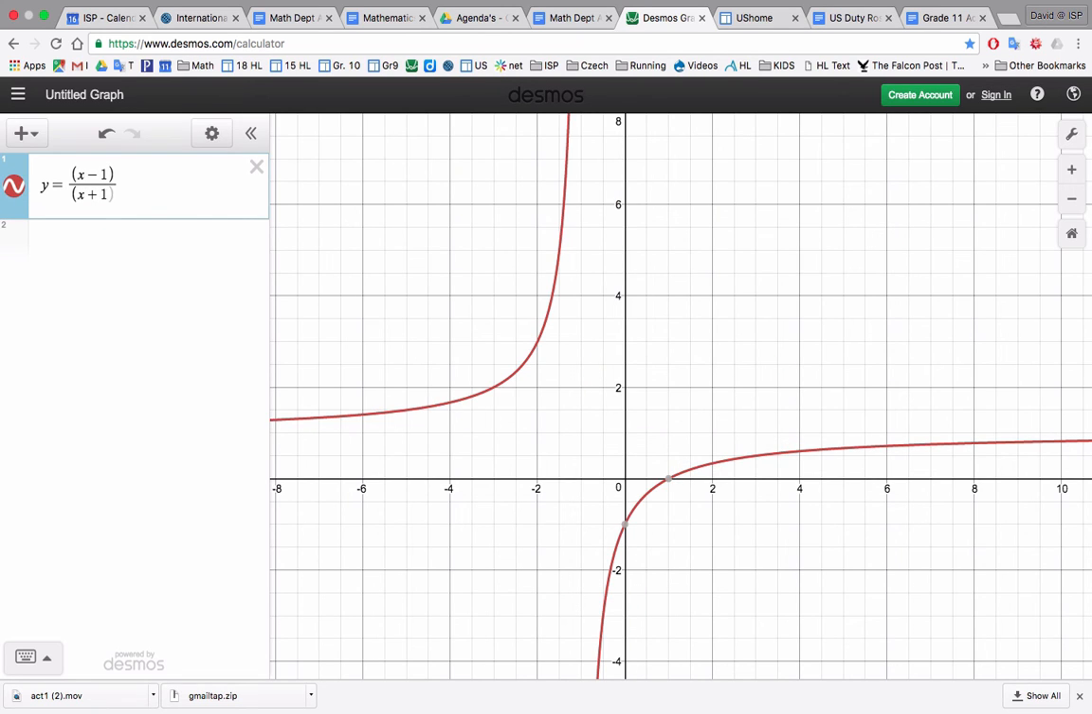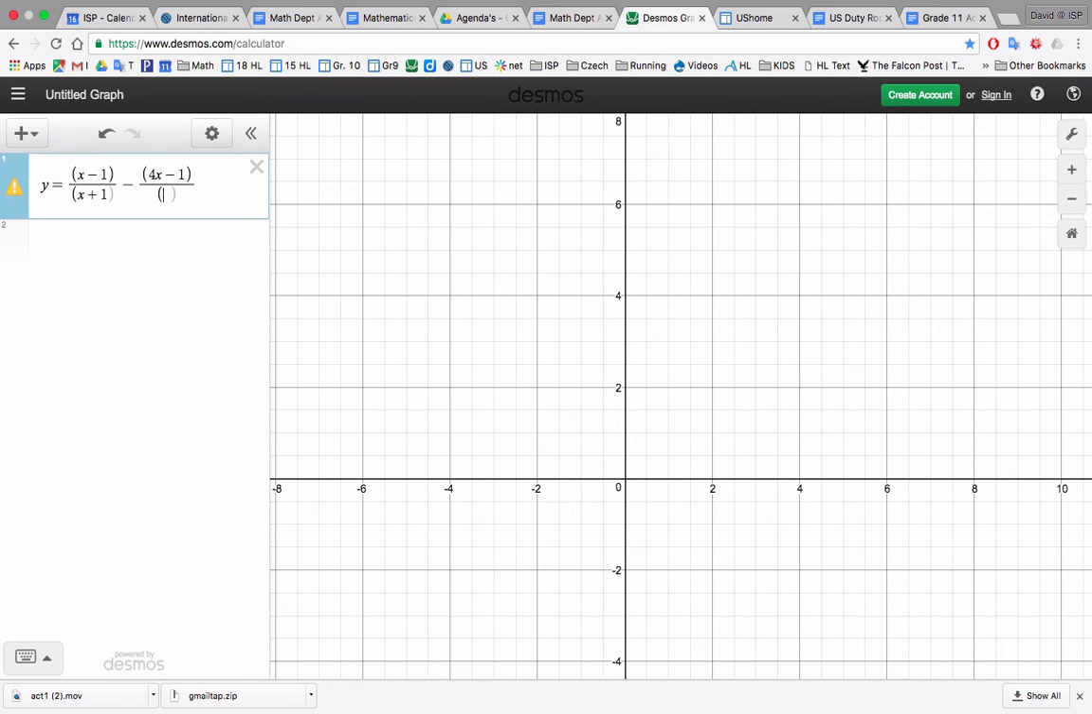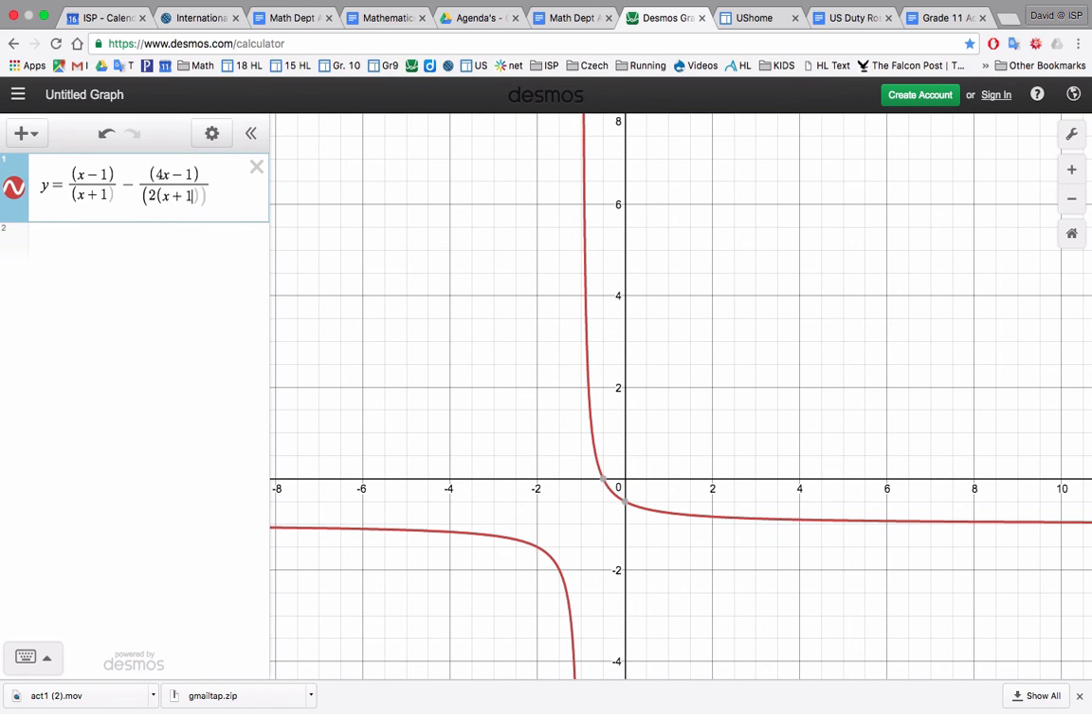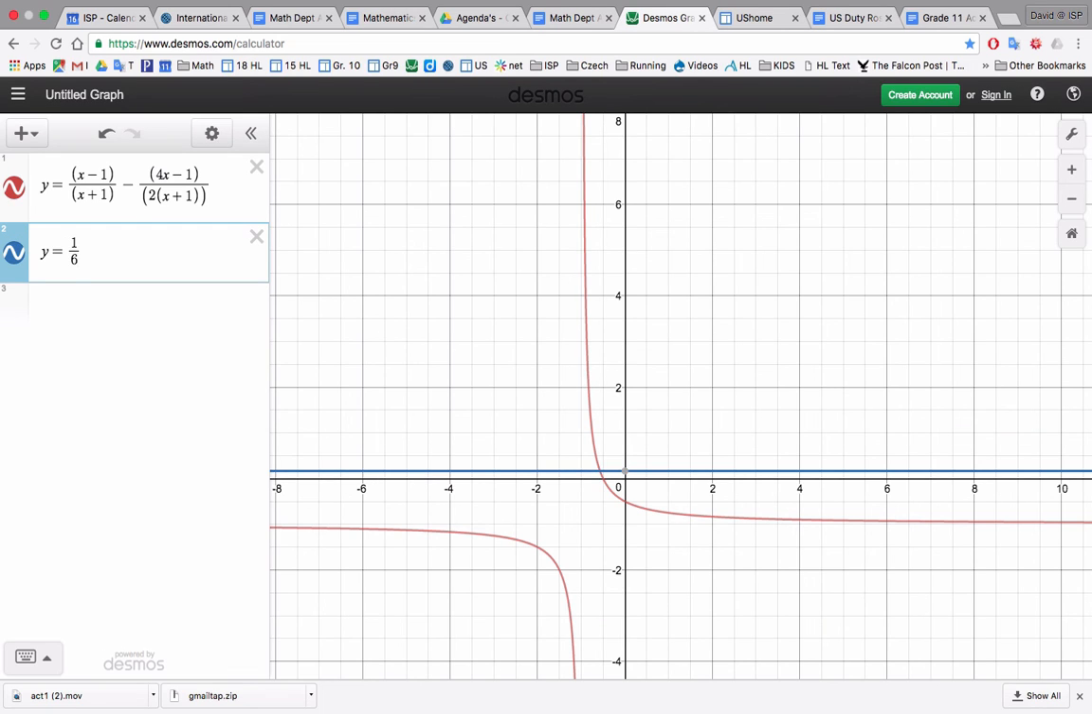Ooh, look at that crazy graph. In the past they've been lines, but now we got these crazy graphs. This is normal. Hyperbolic? It is a hyperbolic. Minus the fraction 4x minus 1 divided by 2 parenthesis x plus 1, minus 1 plus 1. Okay, that's the 1. So we got these crazy looking curves here. That's okay. Y equals 1 divided by 6. That's a nice simple one.